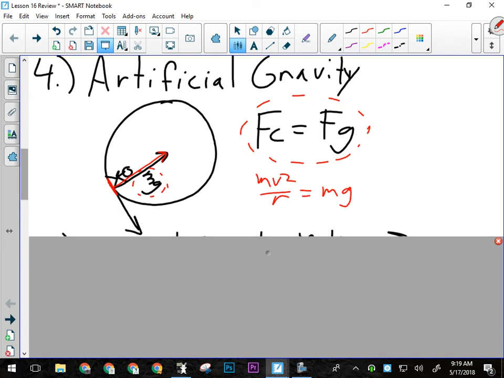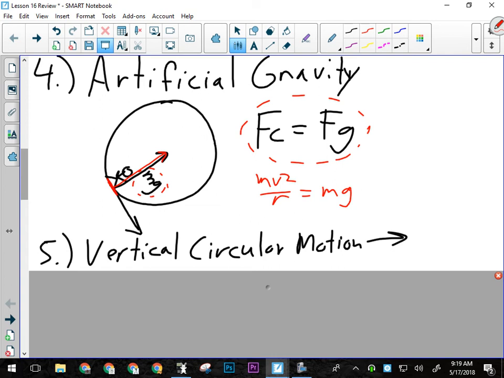All right, so should you expect to have a space station problem on there? Okay, and then from there we went to vertical circular motion.